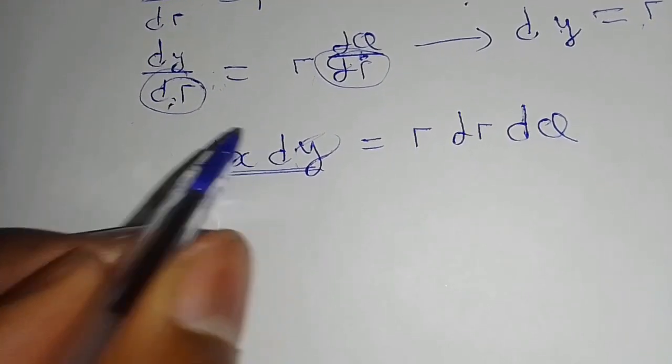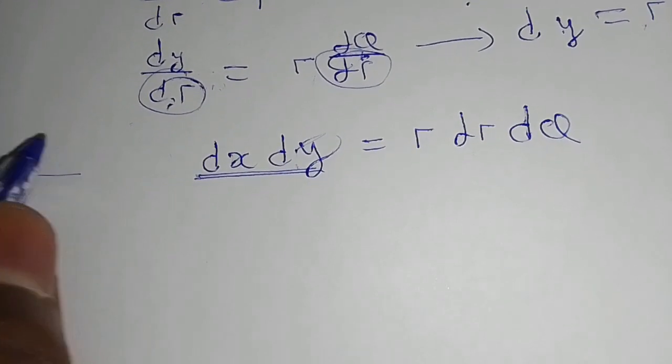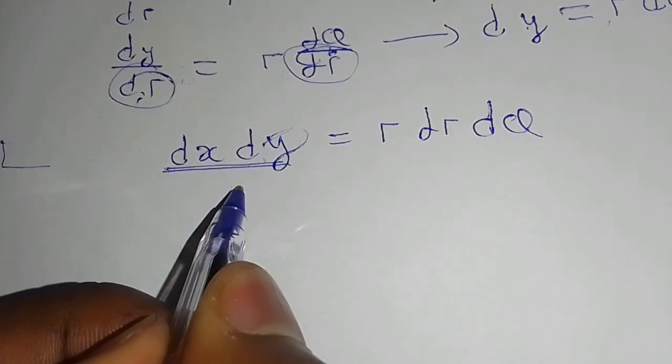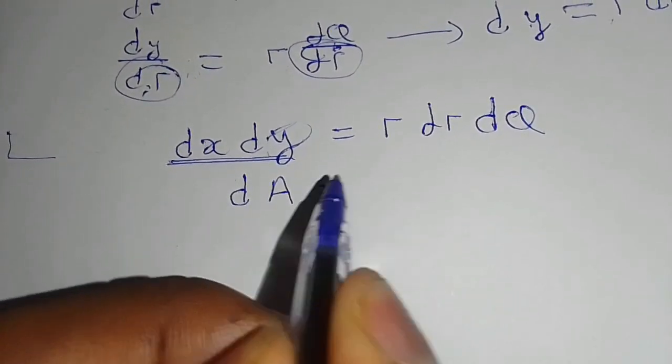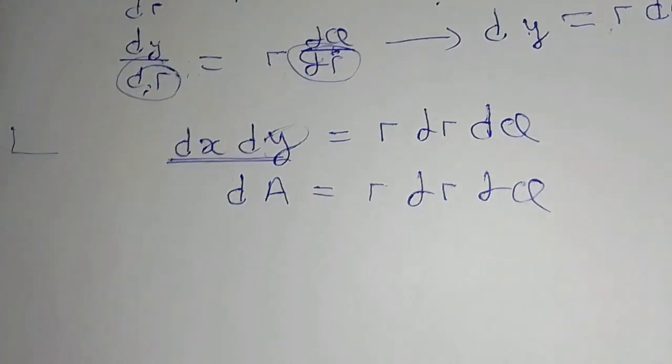A small change in x multiplied by a small change in y. A small change in the base, and a small change in that. So that's just going to be a small change in area. So that's just going to produce dA. So we know that dA will basically be r dr d theta. So that's what we have.